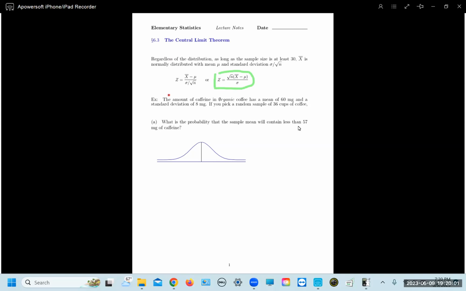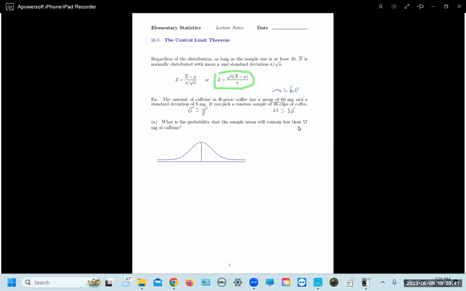For example, the amount of caffeine in organic coffee has a mean of 60 mg and a standard deviation of 8 mg. If we pick a random sample of 36 cups of coffee, so here mu is 60, the standard deviation sigma is 8, and the sample size n is 36. For A, what is the probability that the sample mean will contain less than 57 mg of caffeine?